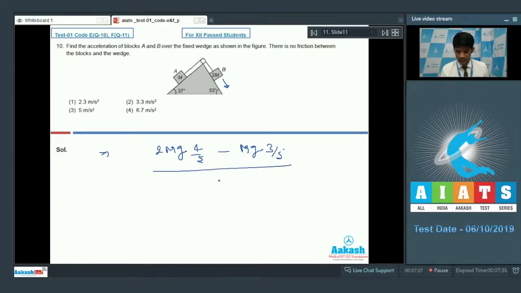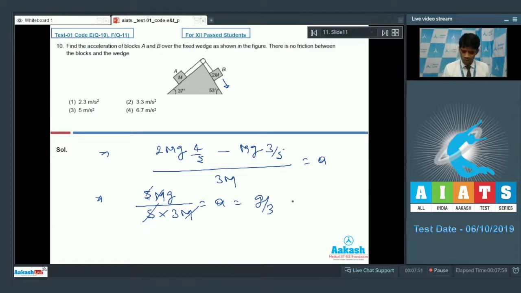Total mass is how much? That is 3m. This will be the value of the acceleration here. Well, 4 into 2, 8 minus 3, it is 5 mg divided by 5 into 3m is the acceleration, and this will cancel out. g by 3 is the required acceleration here. Clearly, g by 3 means how much? It is 10 by 3. It will be around 3.3 meter per second square. For our question number 10, option 2, 3.3 meter per second square is the acceleration of the blocks here.